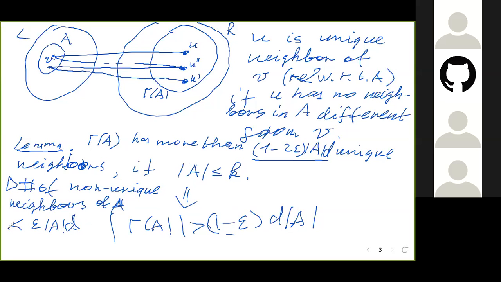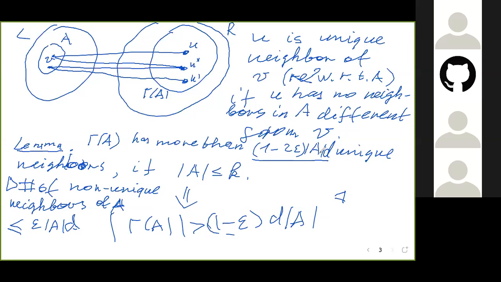So actually, this inequality is non-strict, or maybe even strict. It doesn't matter anyway. So we subtract from the total number of neighbors from gamma of A the number of non-unique neighbors, and we obtain the number of unique neighbors. And so it's more than 1 minus 2 epsilon times A times D. Okay, so the lemma is proved.